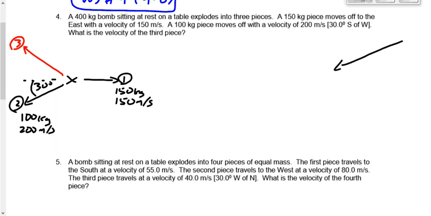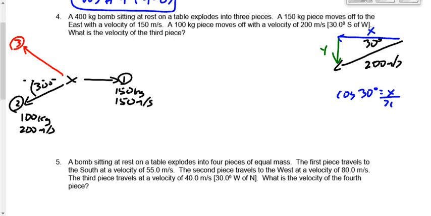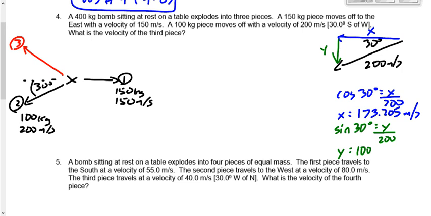Up here, off to the side. This is 200 meters per second. This is my x component right here. And this is my y component right here. And I can find x and y. I'm going to do that. Cosine 30 degrees is equal to x over 200. Or x is equal to, I think it was 173 or something, wasn't it? 173.205. And the y component, well, that's the opposite side, so we're going to say sine 30 degrees for that is equal to opposite over hypotenuse. That's a nice easy number, 100.